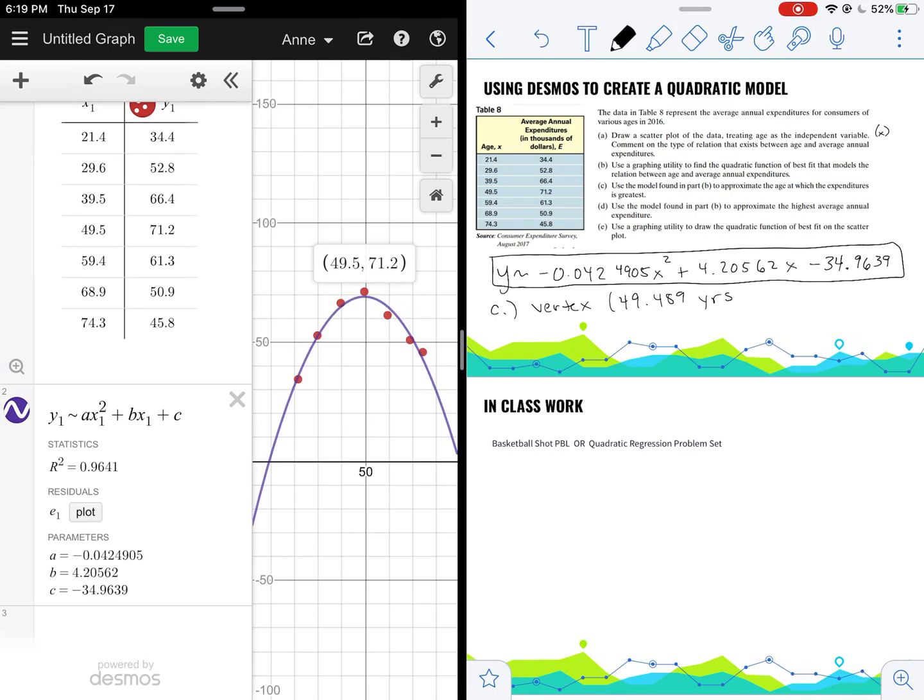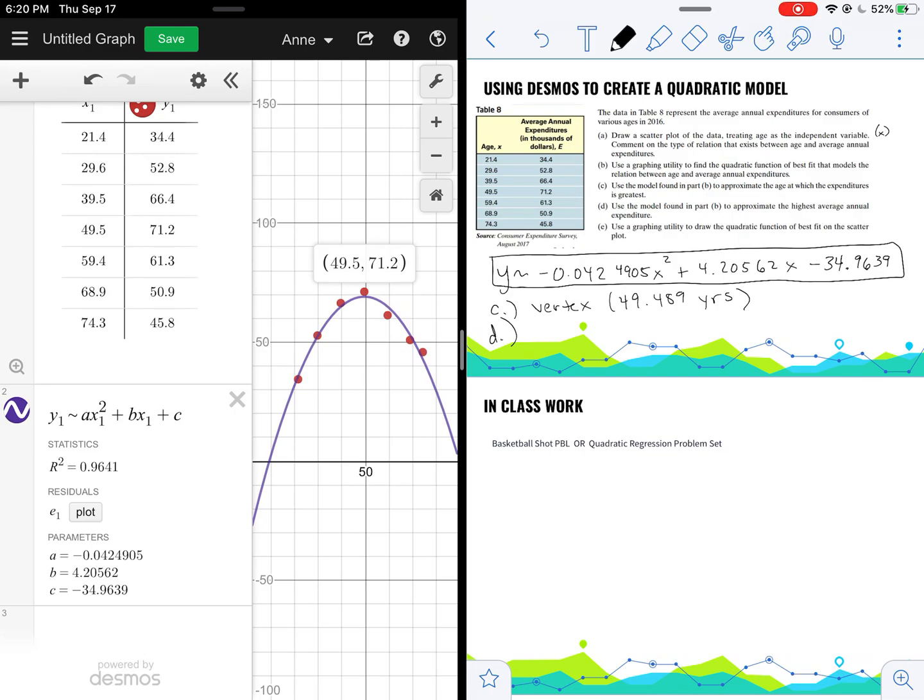Now notice that in our actual data we had a value of 71,000. So you could also say that, not using the parabola of best fit but using the actual data, it happens at 49.5 years, which is very close to what our parabola of best fit gave us. Now to approximate the highest average annual expenditure.